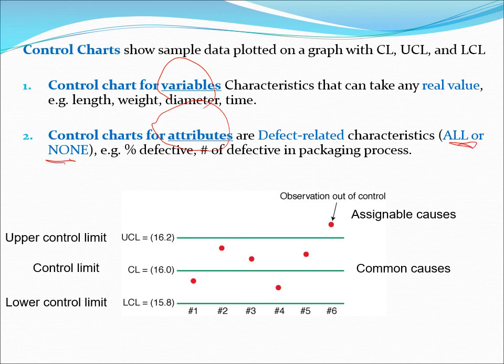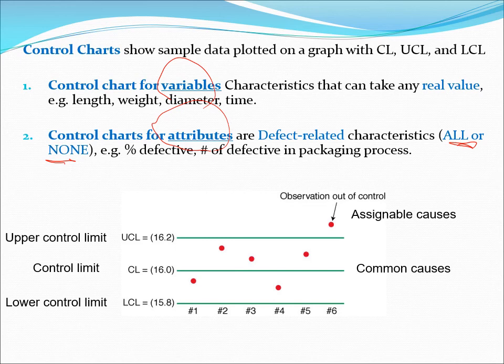We can count the number of defected tablets or defected packages or defected blisters, but we cannot say that the defect is 90% or 110%. Either it is defected or not defected. That is called attributes. So most of our quality control tests, including hardness, friability, thickness, diameter, and weight variation, are variables, except the number of defects in packaging.